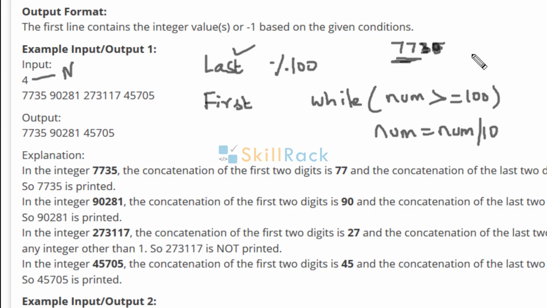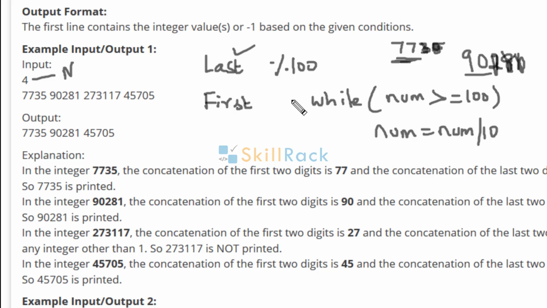Let's consider one more example. 90281. Is it greater than or equal to 100? Yes. So you divide: 9028. Still it is greater, so you divide by 10. 8 is removed. 902. Yes, it is greater. Again divide by 10. Now it becomes 90. Is 90 greater than or equal to 100? No. So now observe the value. We have got the first two digits. So now we have discussed the logic to get the first two digits and the last two digits.